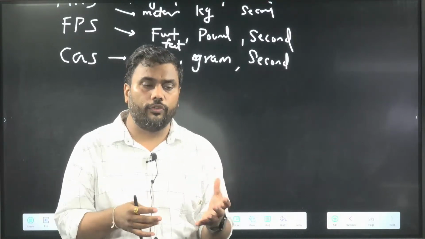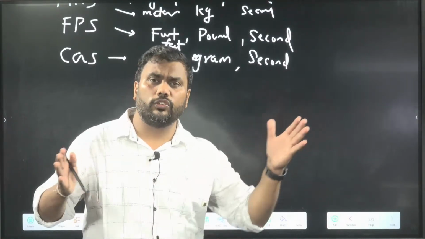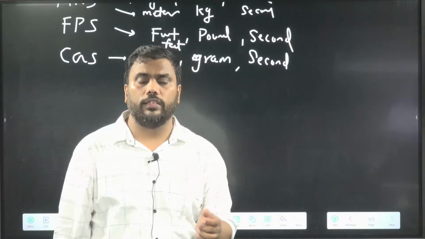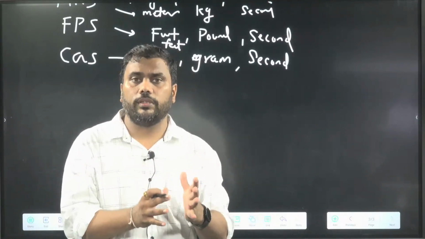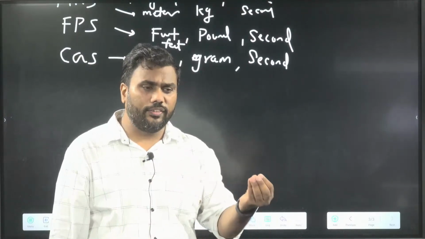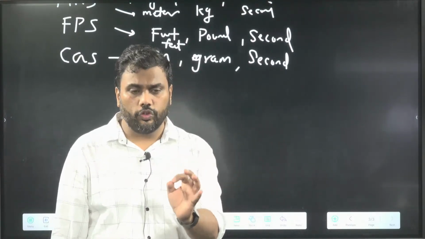It should be convenient to use. Suppose you are defining a unit so large or so small that you are not able to use it, then how is that possible, how is that useful? So there are some attributes or properties of units. We cannot just define anything as a unit. There should be some guideline.